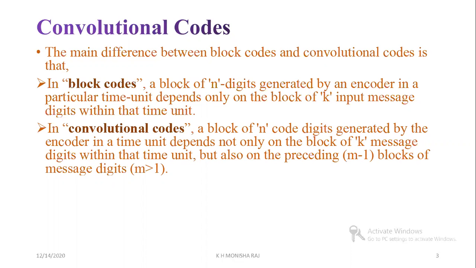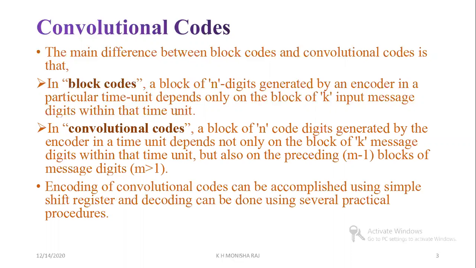Like block codes, convolutional codes can be designed to either detect or correct the errors. But block codes are mainly suited for error detection, and the convolutional codes are better suited for error correction. Encoding of convolutional codes can be accomplished using a simple shift register, and decoding is done using several practical procedures.